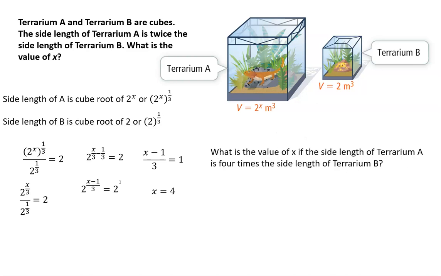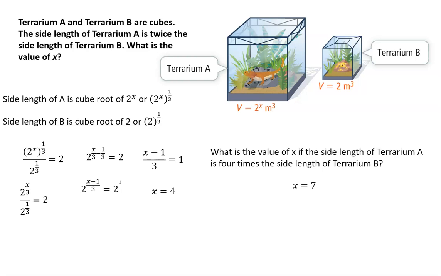Now, you try this one. What is the value of x if the side length of terrarium A is 4 times the side length of terrarium B? Pause the presentation, figure out the answer, and then resume. The answer is x equals 7. What? Where'd that come from?